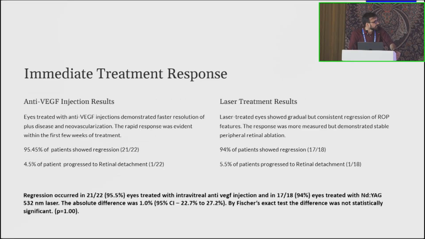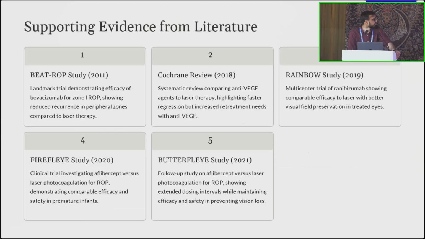Immediate treatment response was seen: the eyes treated with anti-VEGF injection demonstrated faster resolution of plus disease and neovascularization. 95.45% of patients showed regression, and laser-treated patients showed gradual but consistent regression of ROP. Regression in intravitreal injection patients compared to laser patients showed no statistical difference in our study. Supporting evidence from the literature: these are the studies we have seen showing similar results.